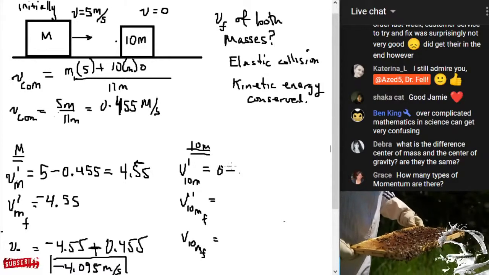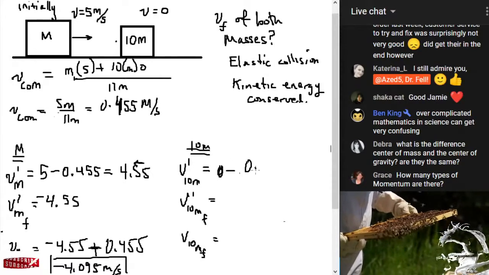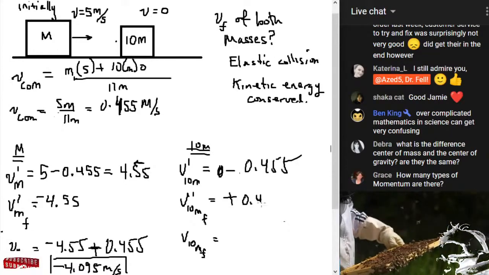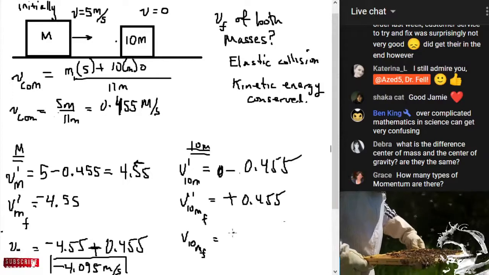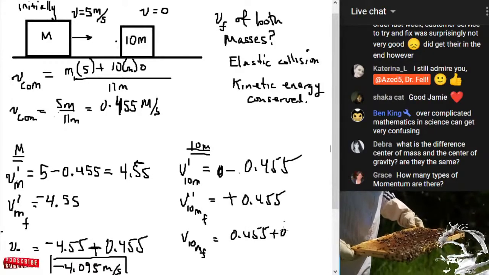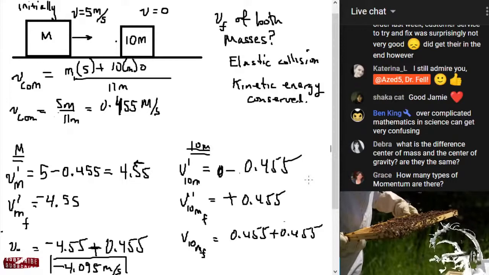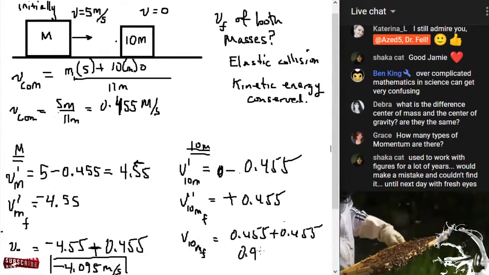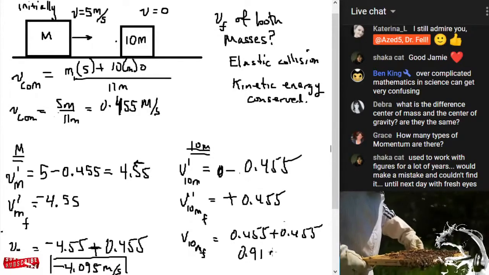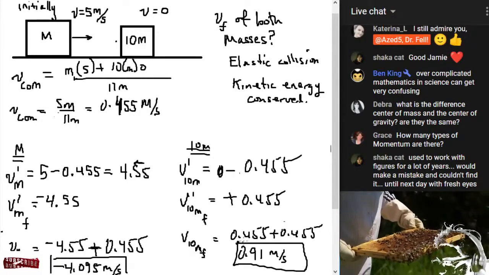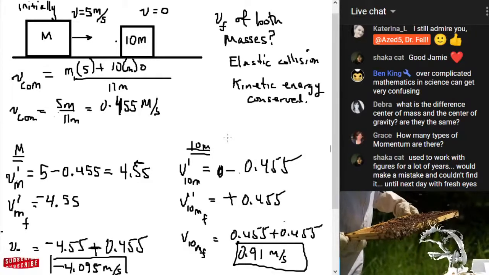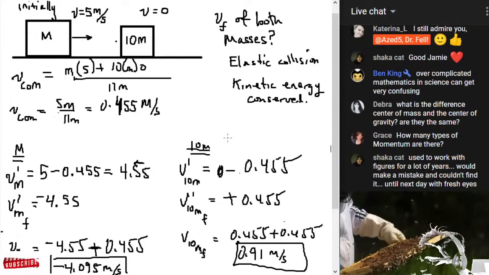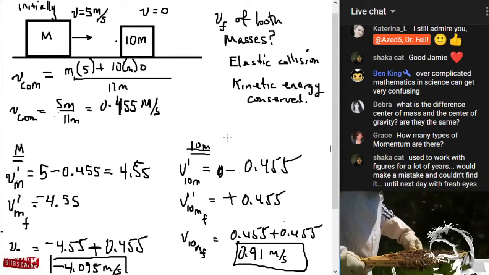Now we'll get to the bigger mass. 0 minus 0.455. Reverse the sign, we get positive, and then we add 0.455 plus 0.455. That makes sense. 0.91. So that is how fast the bigger mass will be going. The bigger mass is barely going to be moving to the right, while the other one's going back almost at the same speed it started with. That's right, Shaka. We got it.